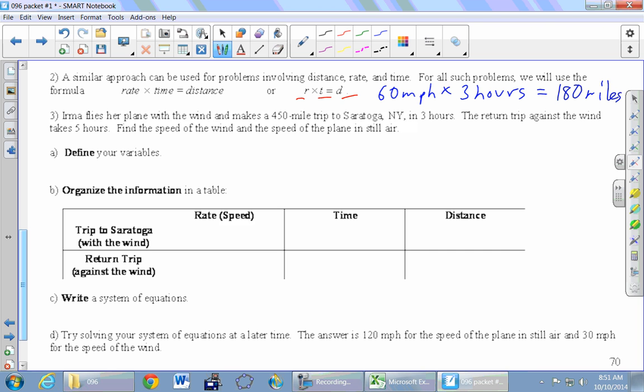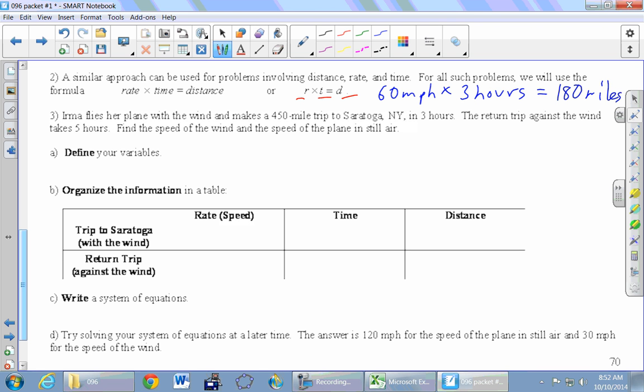We'll go to Nick. Okay, so we've got this airplane, and the airplane normally, if there's no wind at all, can travel a certain speed. And in this trip to Saratoga, this plane was going with the wind, and it took only 3 hours. But then when the plane turned around and made the return trip, it took longer because the plane was working against the wind. So our job is to figure out, well, what's the speed of the plane if there's no wind, and what's the speed of the wind?